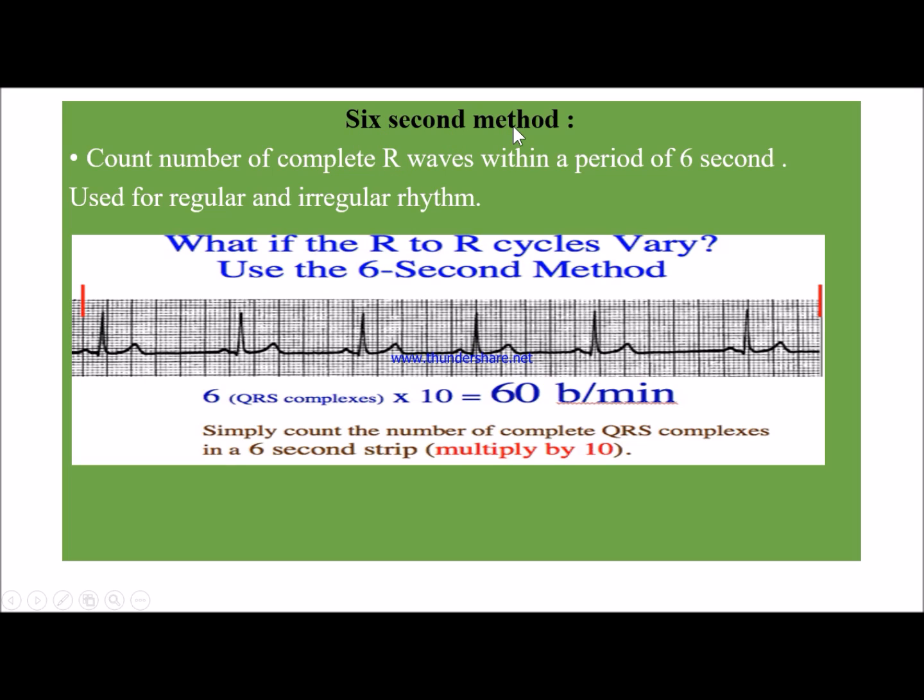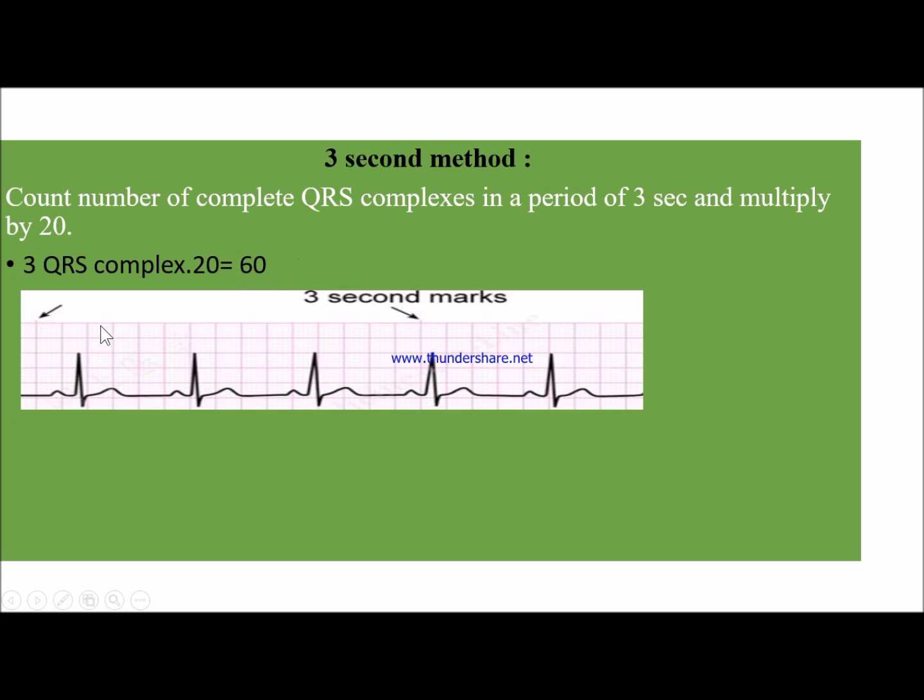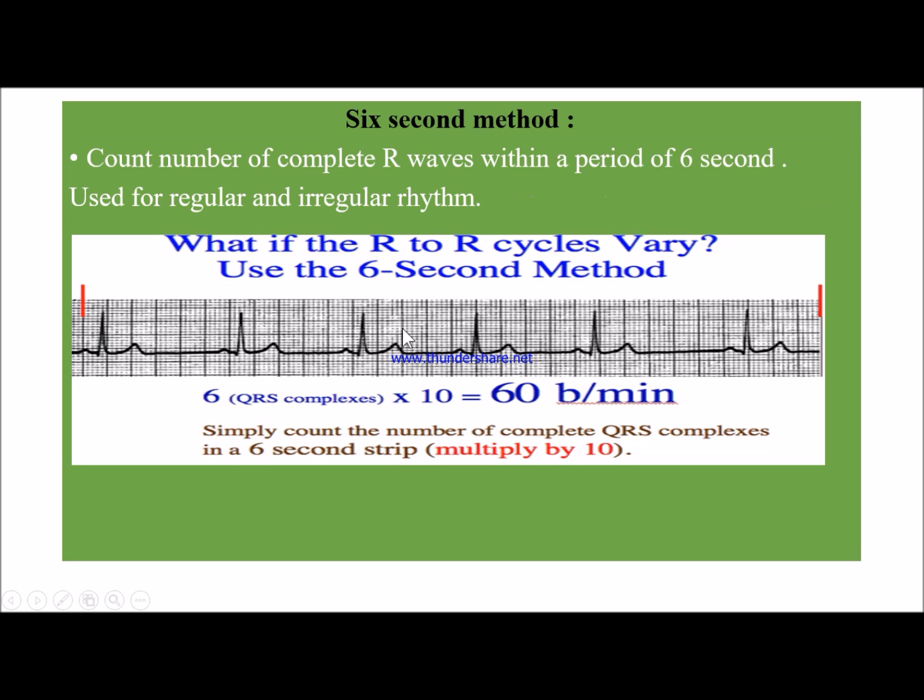Now the 6-second method. As we have seen in our earlier slide, if 15 large boxes are 3 seconds, then 30 large boxes will be 6 seconds. Let's count: 1, 2, 3, and so on up to 30. So this is a 6 second ECG strip.